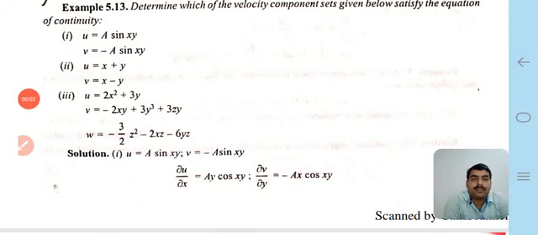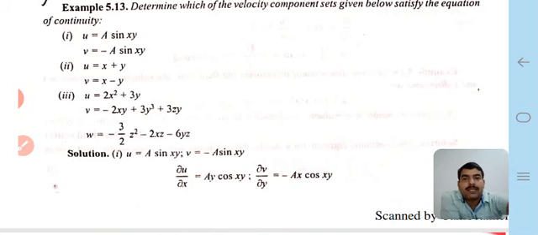Now in this lecture, the numerical part is based on three-dimensional fluid flow, that is the continuity equation in three-dimensional fluid flow, in Cartesian coordinates as well as in polar coordinates, which we discussed in the previous lecture. Therefore, an example is given here.